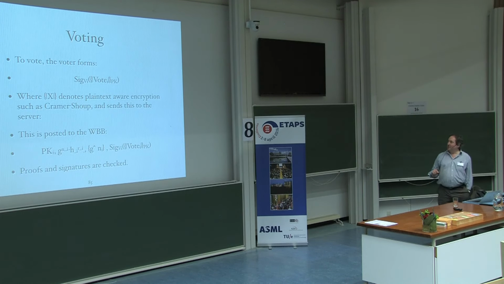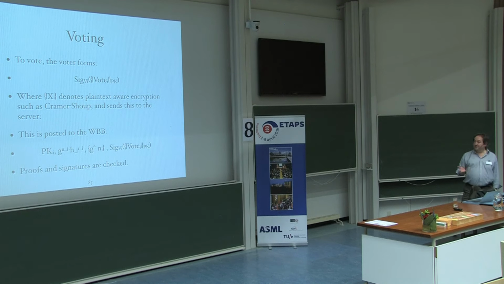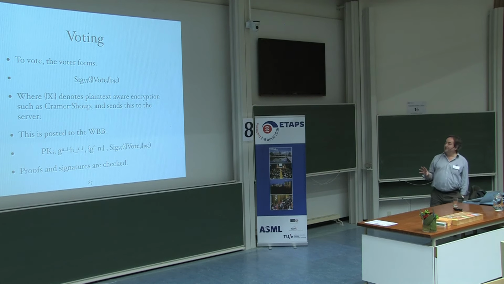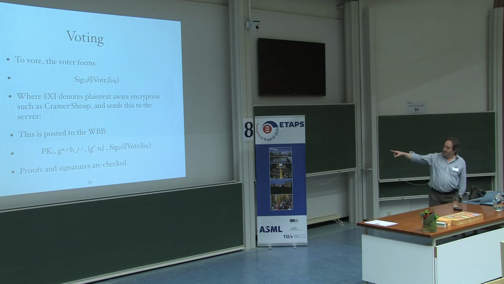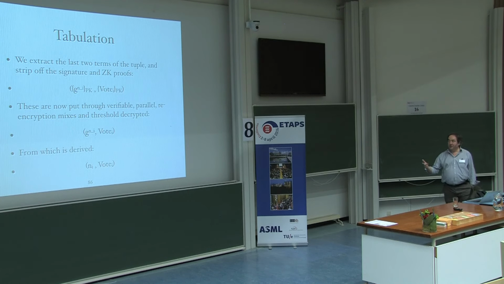So let's just try and wind up very quickly. Voting is fairly straightforward, fairly standard for these kinds of schemes. The voter inputs their vote to their device, which creates a signed encryption of their vote. It has to be plaintext aware, for reasons that Veronique will understand if she's still here. It's posted to the web bulletin board in the appropriate row, right against the voter's identity. The signatures and the plaintext awareness proofs are checked, and if they're not valid, they're thrown away.